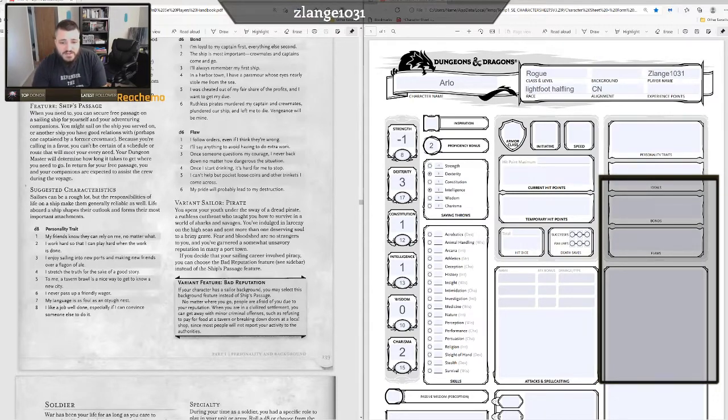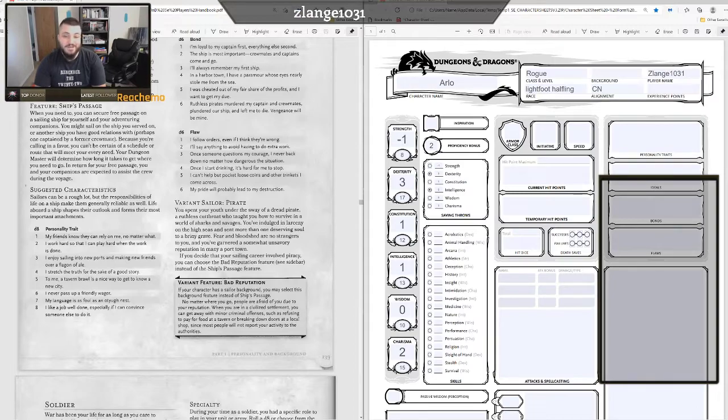If you decide that your sailing career involved piracy, you can choose the bad reputation feature instead of the ship's passage feature. If your character has a sailor background, you may select this background feature instead of the ship's passage. No matter where you go, people are afraid of you due to your reputation. When you are in a civilized settlement, you can get away with minor criminal offenses such as refusing to pay for food at a tavern or breaking down doors at a local shop, since most people will not report your activity to the authorities.